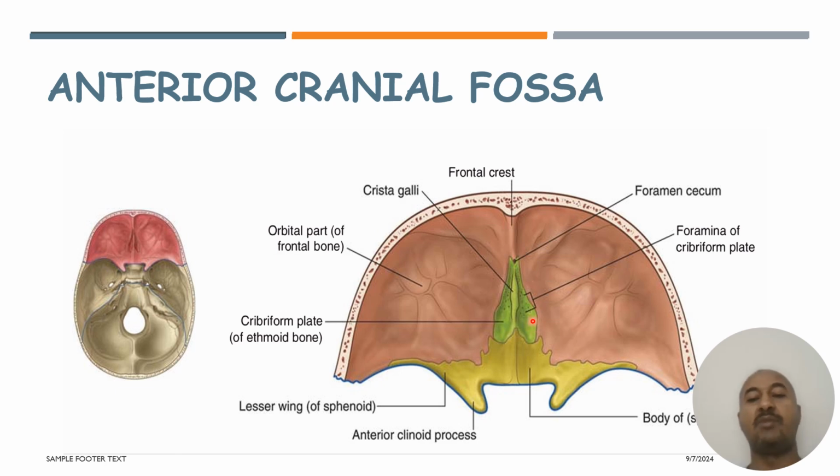And the olfactory bulb also lies here in this area, as you will see later on. Okay, and if you go in the back here, we have the anterior clinoid process, right and left, and these clinoid processes act for attachment of the tentorium cerebelli.